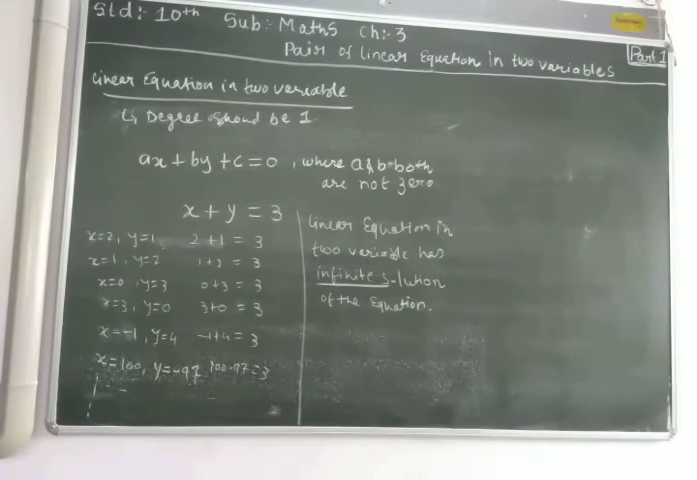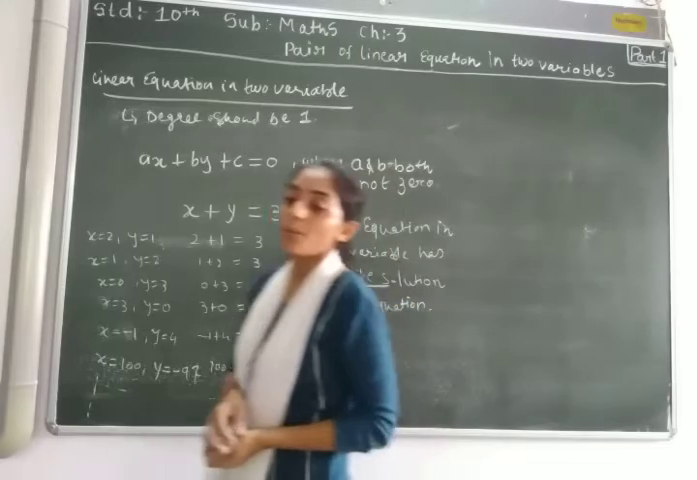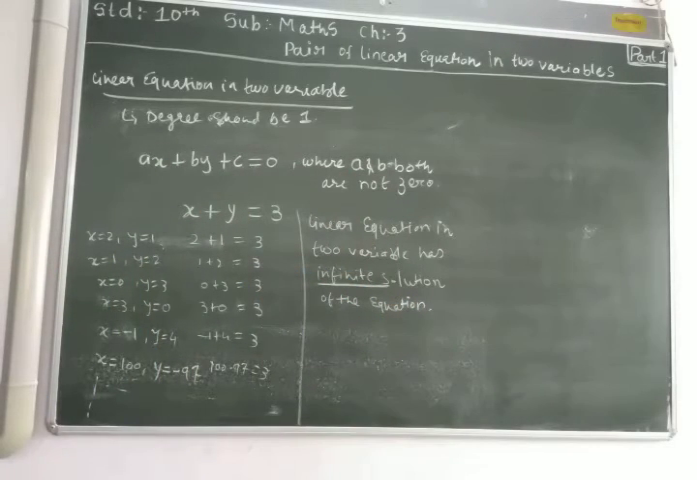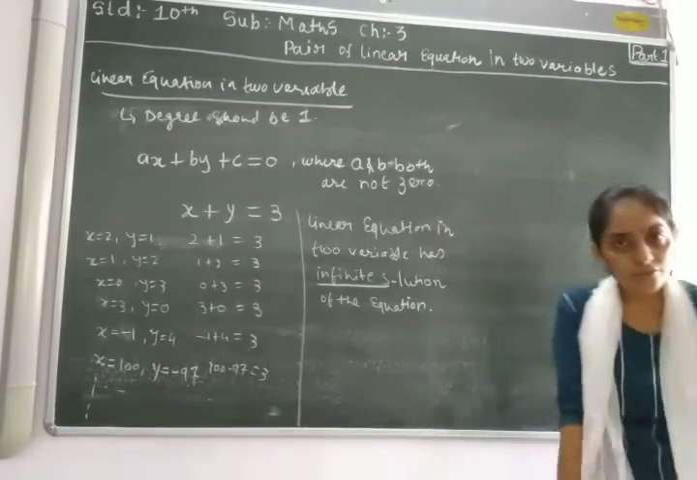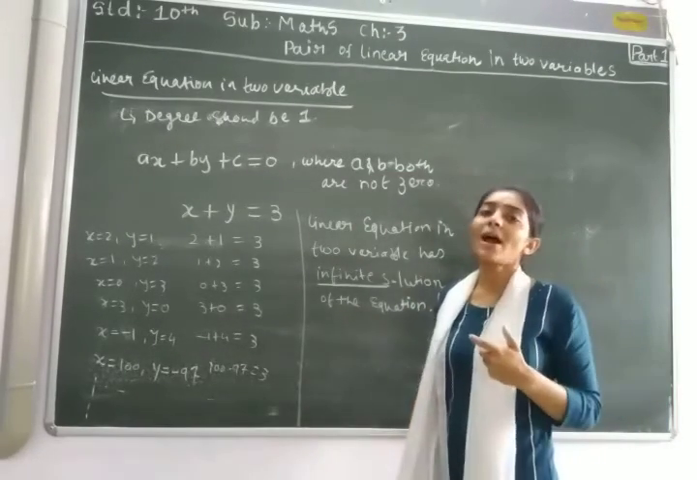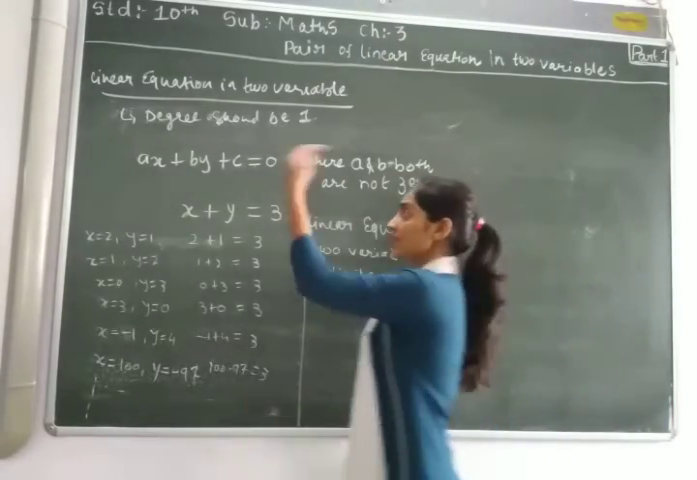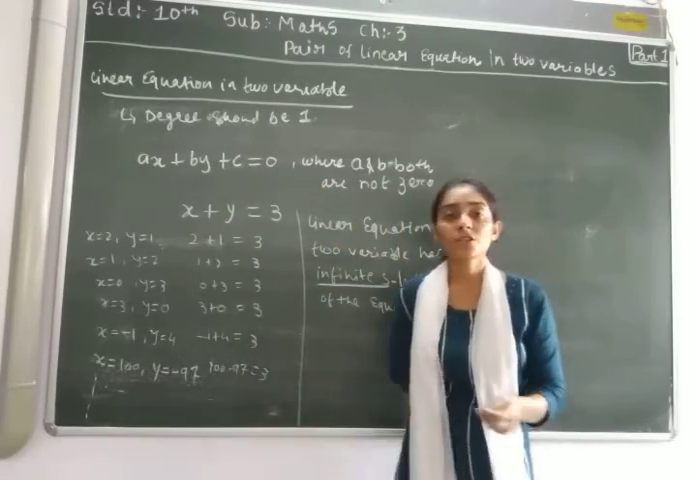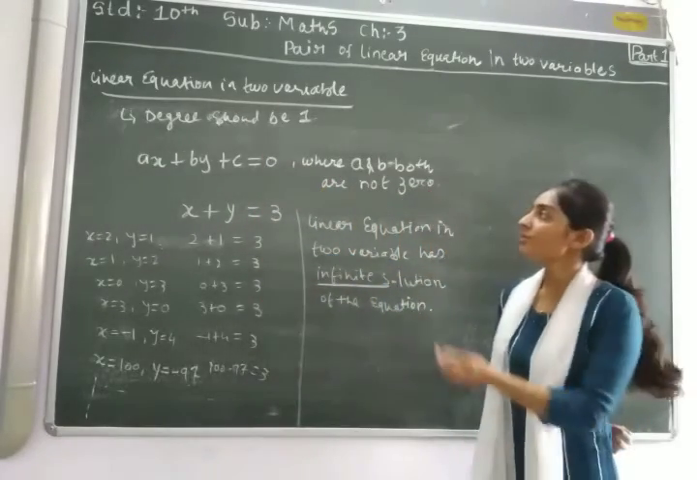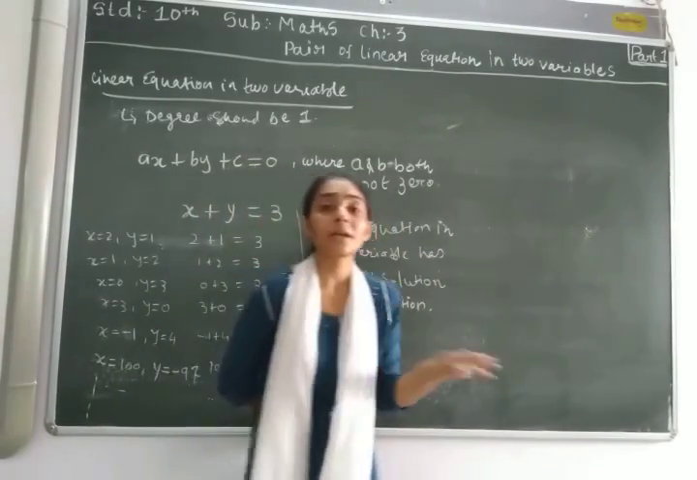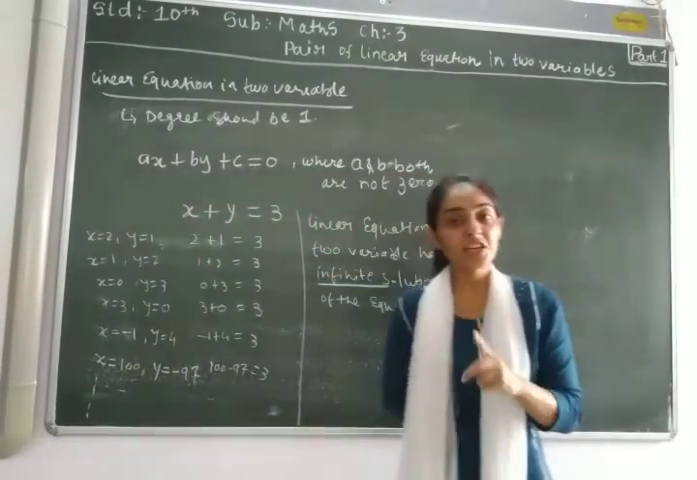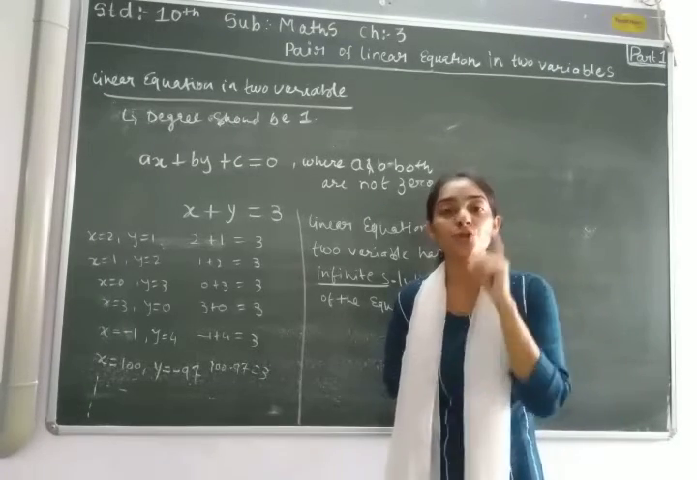Now let's move towards its graph. Does it give a straight line? Yes, obviously it gives a straight line only. Why am I saying straight line? Because it is my linear equation. If the variables are 1, 2, 3, it doesn't matter. Linear means it always gives a straight line.